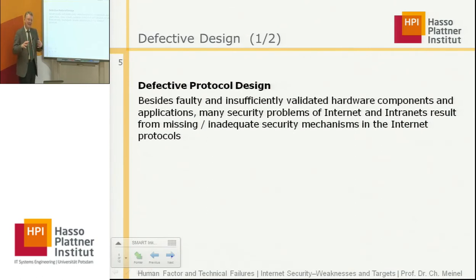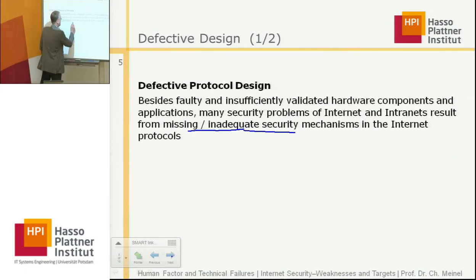Besides the fact that systems have failures and are insufficiently validated, using insufficiently validated hardware components and applications, many security problems of the internet result from the fact that there are no adequate security mechanisms provided by the internet protocols. Later on we will go into detail, look at the different internet protocols, and see that there are no security mechanisms available.